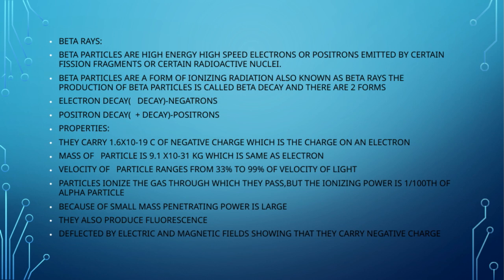Another interesting point is that beta particles can produce fluorescence, which is useful in detection methods. And because they are negatively charged, they are deflected by electric and magnetic fields. This is a key way to identify them. So overall, beta rays are fast, penetrating particles with distinct properties that help us understand their behavior in nuclear reactions and radiation detection.